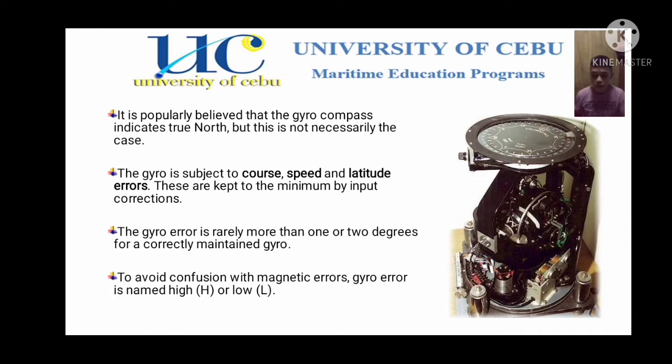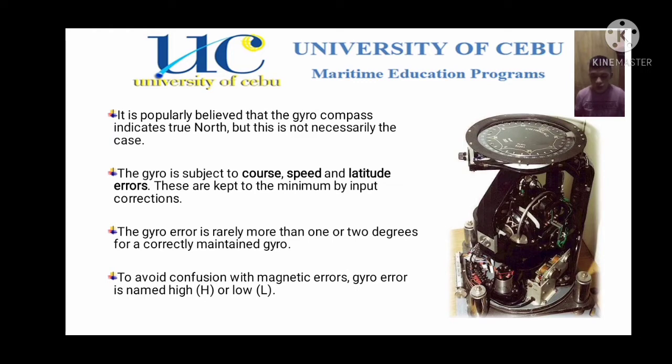So the error in the gyro is around 1 or 2 degrees, and it's a rare case that it goes beyond that. So it rarely happens if your gyro is correctly maintained. But if your gyro is not maintained and not checked, the possibility is that the error in your gyro will be large, because you did not take care of your instrument. So correctly maintaining the gyro is very important on board ship.